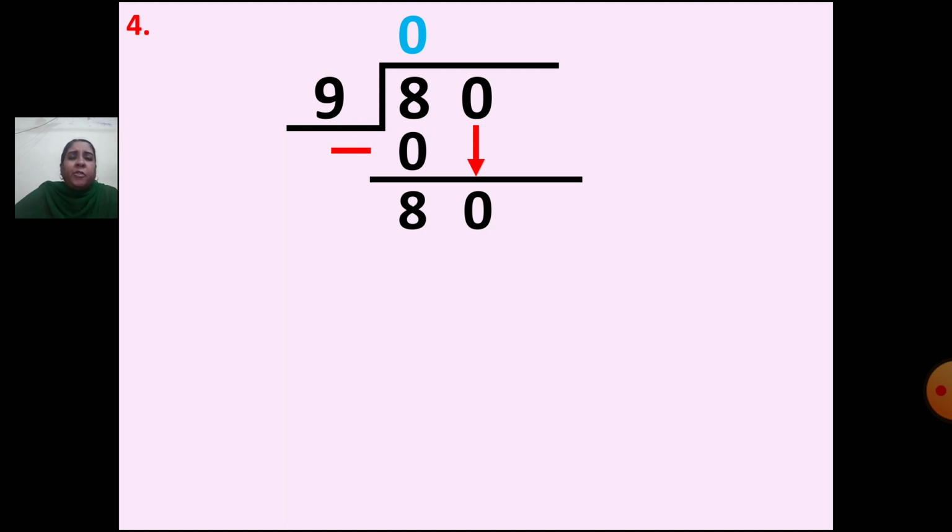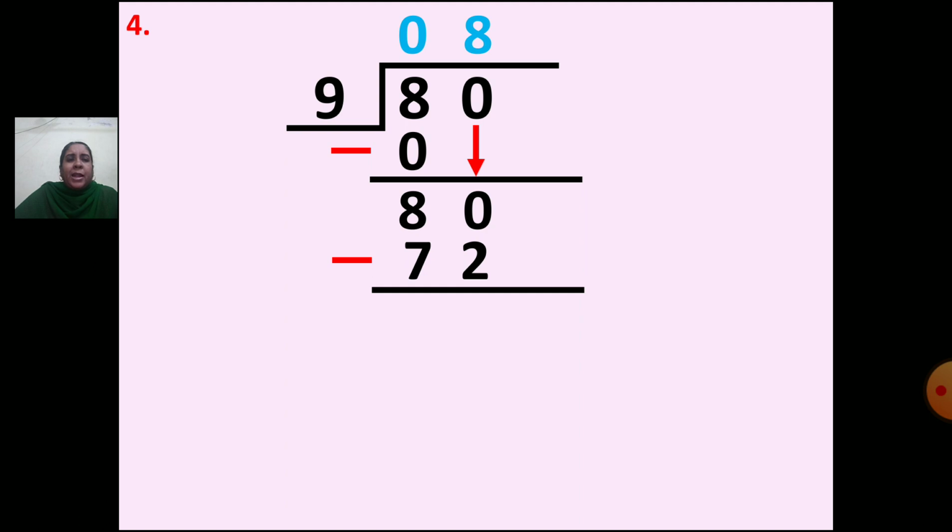We cannot take 81 because 81 is bigger than 80. We want to take less than 80. So what are we going to do? We will take 9 eights are 72. Okay. Now after writing 72, we will put the sign of minus. Again, we will draw one line. Now you have to do subtraction.